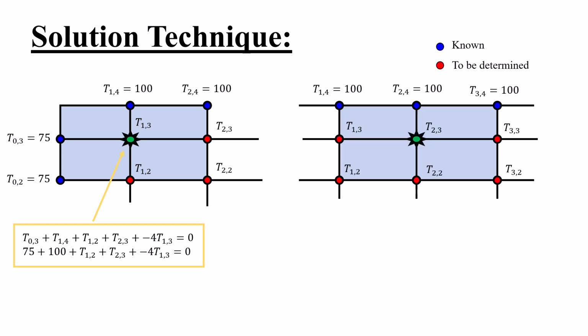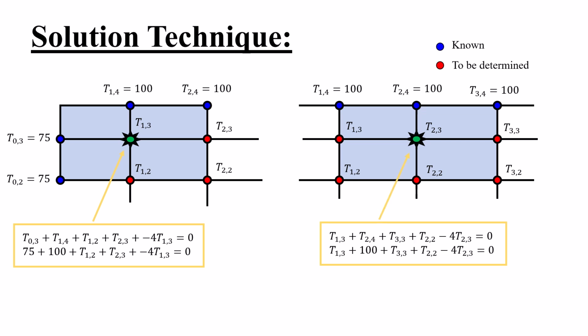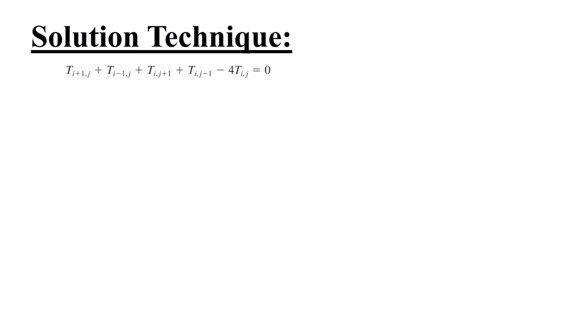Let's move to the next point. For example, if we move to 2 3, how do we do that? In that case, we again apply the difference formula with i equal to 2 and j equal to 3. When we do that, only one boundary point comes into play, all others are unknown. In this way you will write all the equations for the unknown points that are red marked in the previous slide. This is the difference formula. Here you have to put the i value and j value.